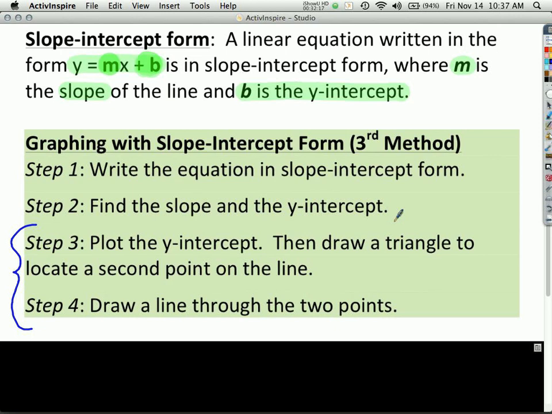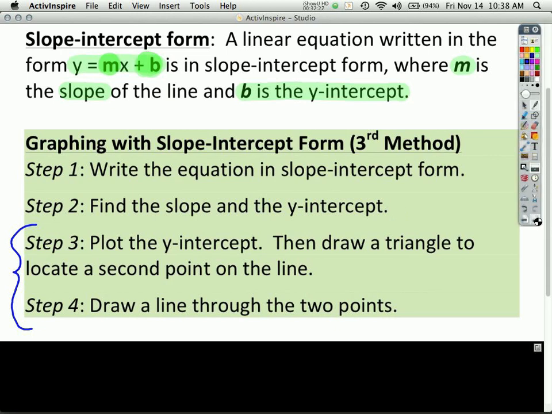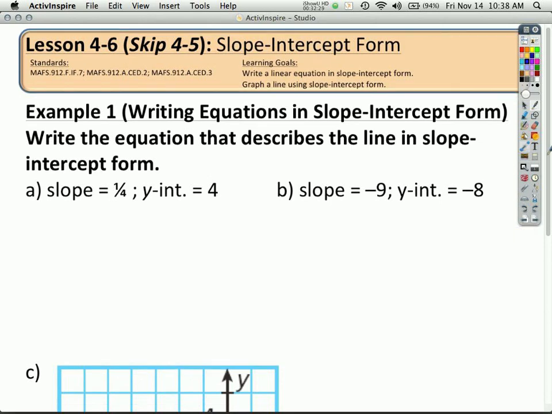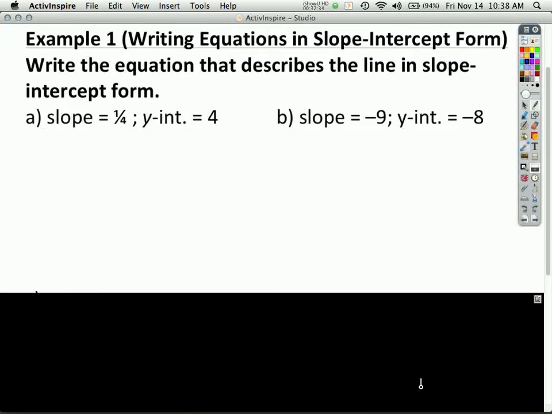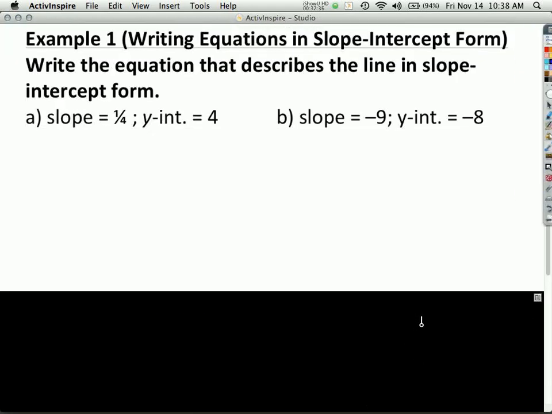So now we're going to get into the process. First, we're going to start out learning how to write equations in slope-intercept form, and at the end, we're going to get to graphing. Here we go. Example 1. Write equations in slope-intercept form. We're going to work in 2 ways, forwards and backwards. First, we're going to learn how to write an equation in slope-intercept form. Then we're going to learn how to take an equation in slope-intercept form and use it to graph.